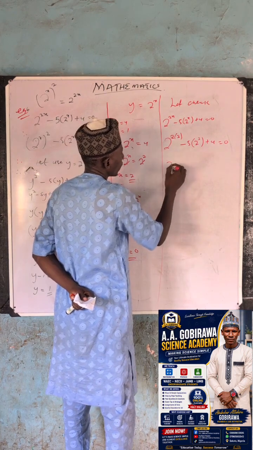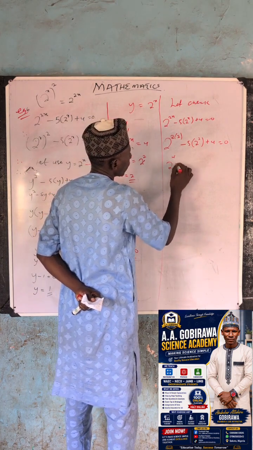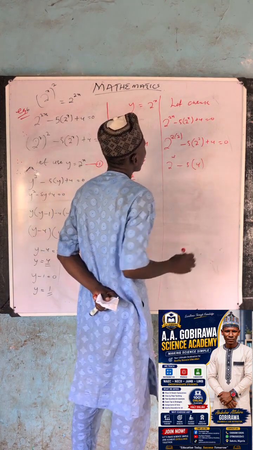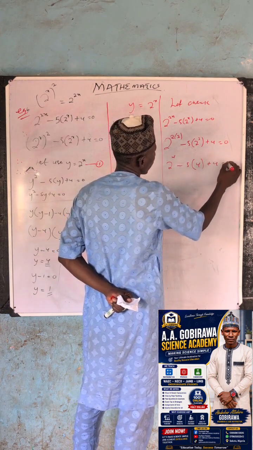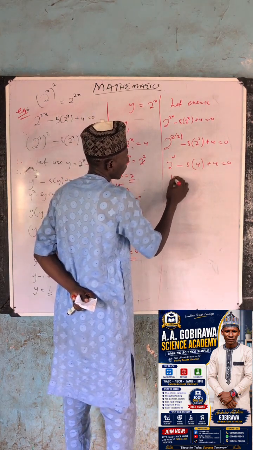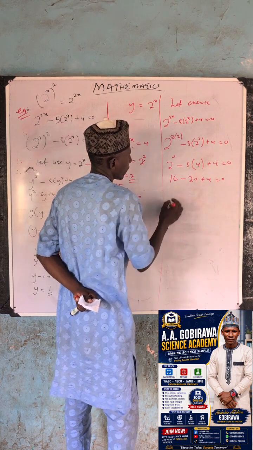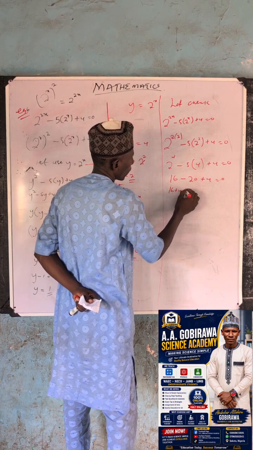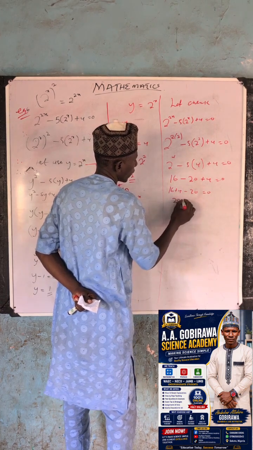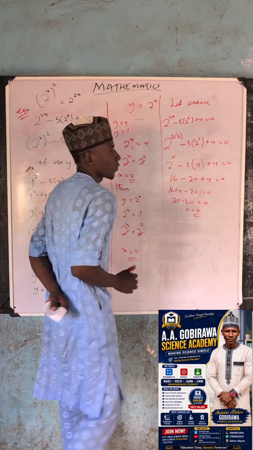2 times 2 is 4, this is 2 power 4 minus 5 into 2 square is 4, plus 4 is equal to 0. Then 2 power 4 is 16 minus 5 times 4 is 20, then plus 4 is equal to 0. So 16 plus 4 minus 20 is equal to 0. 16 plus 4 is 20. 20 minus 20 is equal to 0. 0 is equal to 0. So our answer is correct.